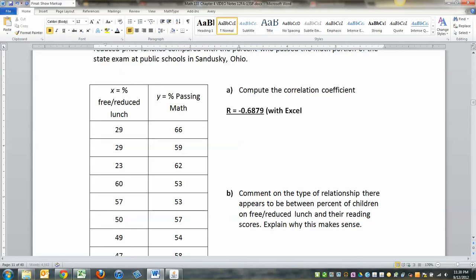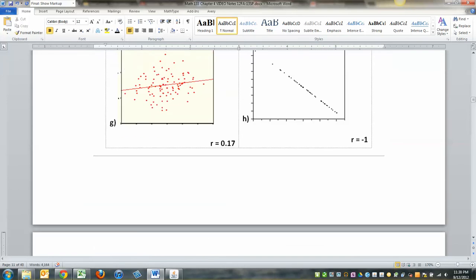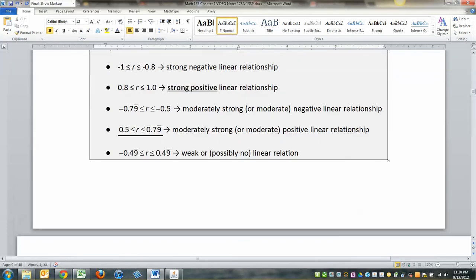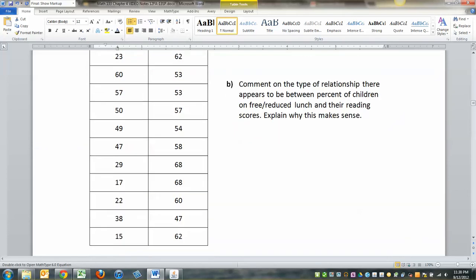And you can tell yourself, you know, done with Excel and StatCrunch. All right, now what type of relationship does that appear to be? Well, 0.68 figures into our table here. It's a moderate negative linear relationship, or moderately strong negative linear relationship.